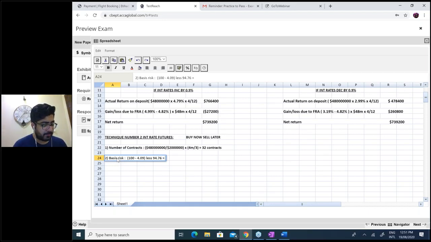This is basis. Basis is also called the commission of the broker, the person who's giving you this deal, the bank or the money changer or the broker or the financial institution. It is 1.15. This is done with step 2. Spot is always 100, less interbank rate 4.09, less futures price. You took the March futures 94.76. Okay. Any problem with 2 steps, please ask.